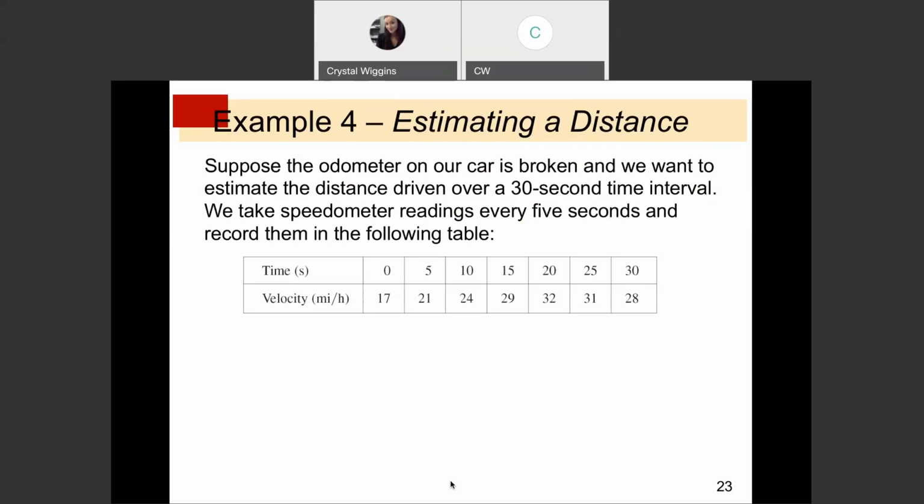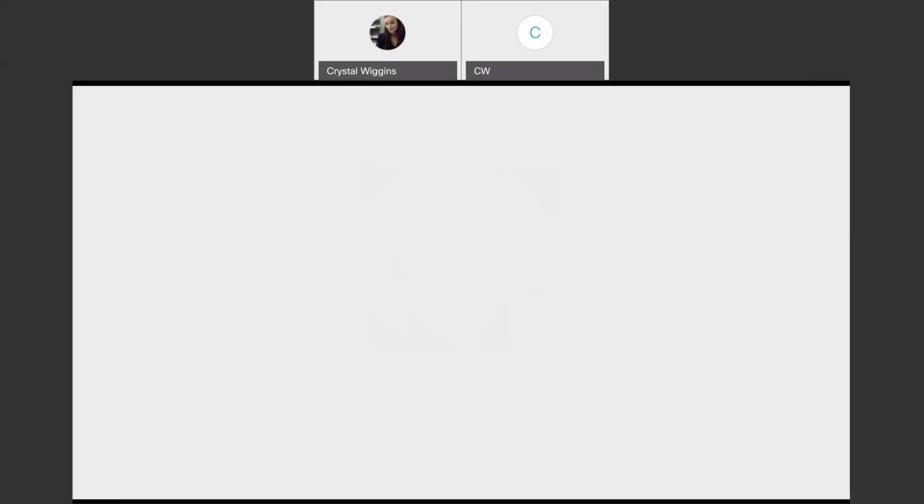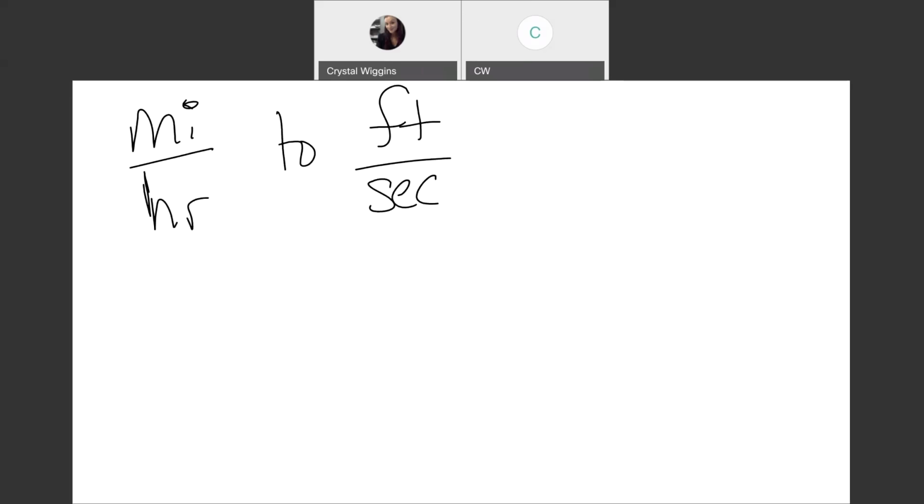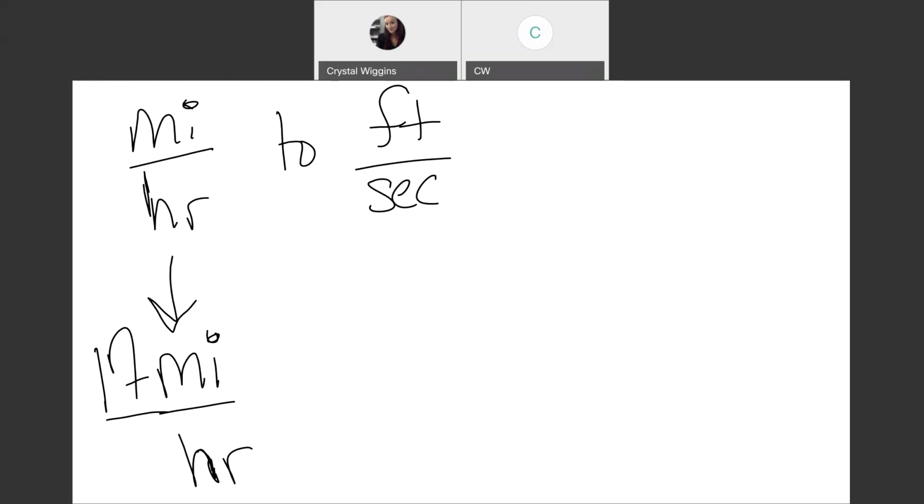So let's actually do this out because it's probably been a while since you have done this. In order to do a conversion from miles per hour to feet per second is what we're trying to set up, right? So you always start with what you know. So we know miles per hour. Let me take the first value in the table. The very first value that was calculated in miles per hour is 17 miles per hour. So 17 miles per 1 hour.